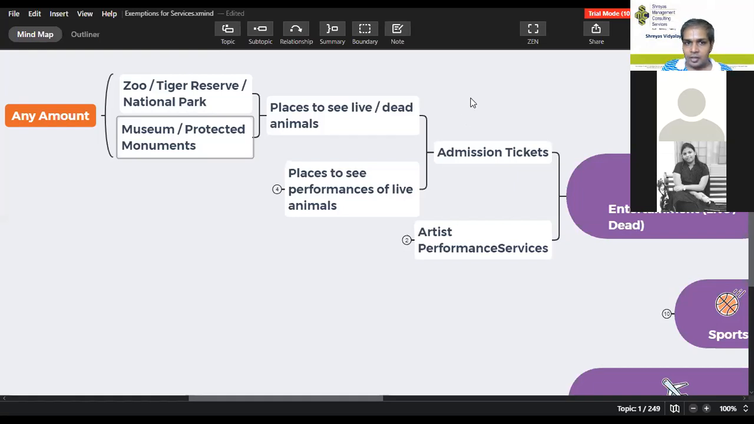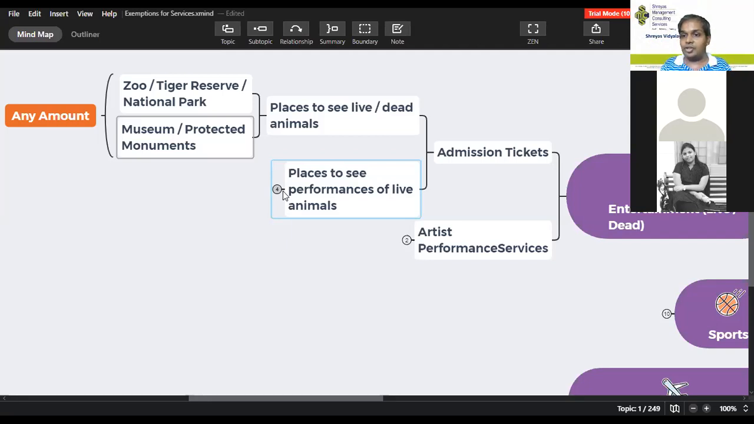Okay, now let's move forward. This is about places to see these animals. Any amount they charge is exempt. Now, places to see performances of these animals. I repeat, we are looking at only admission tickets. I'll answer other questions a little later, one by one. Then they'll ask about children's park, snake park, and tiger park. All the parks will come under zoo. Whether it's a small park or a big park, it's a park or a zoo only. So in principle, it's a zoo where they are maintaining animals. That will still be considered part of it.